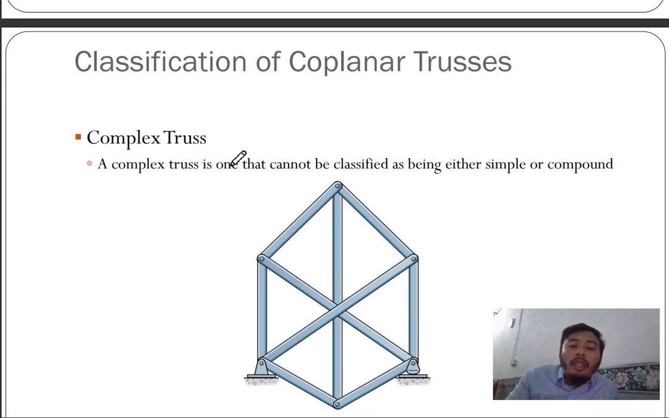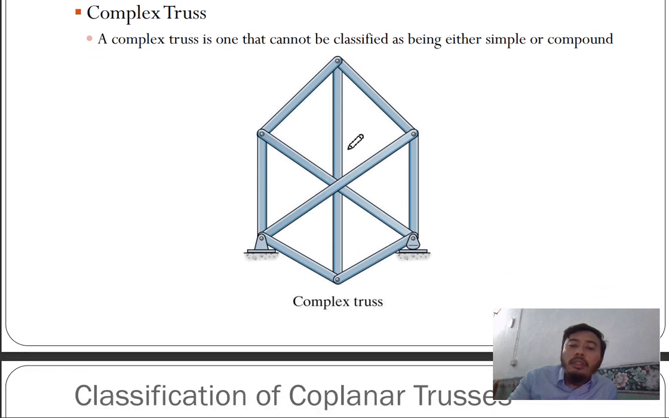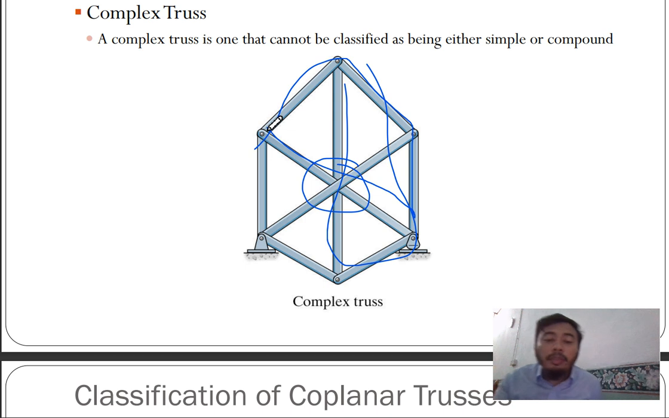The last one is a complex truss. A complex truss is one that cannot be classified as either simple or compound. So as you can see here, there's no joint here. There is no triangle here. So it is not a simple truss, and it is also not a compound truss.